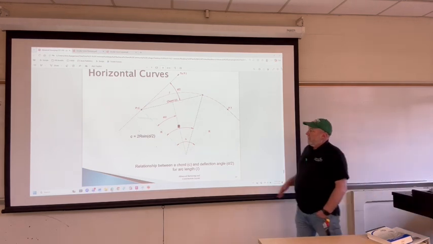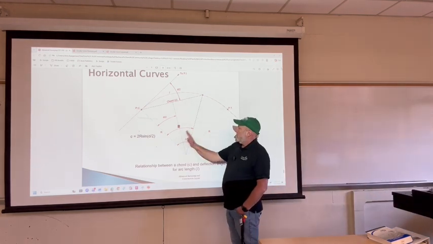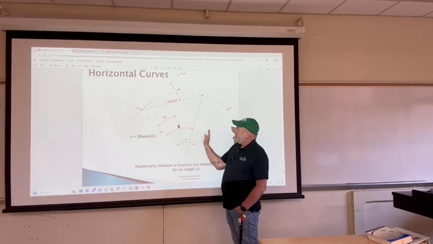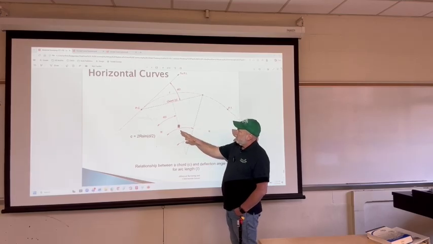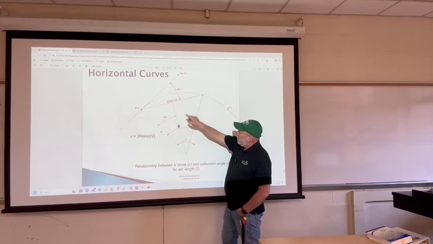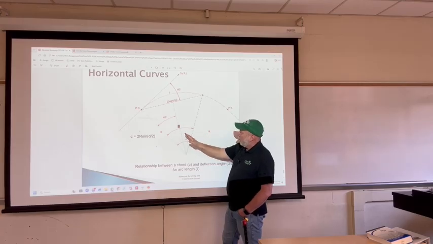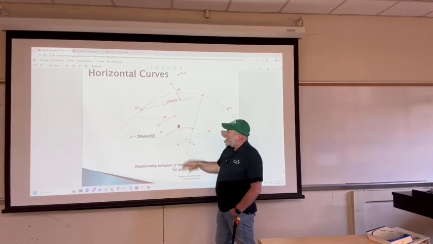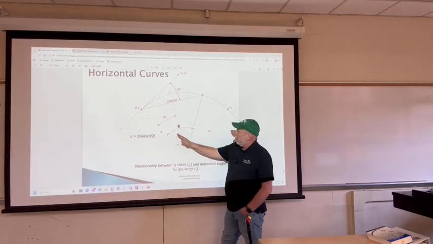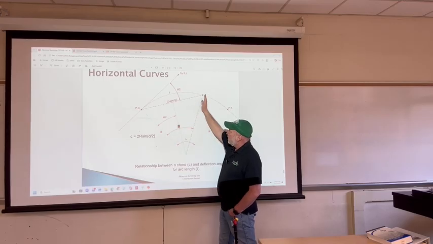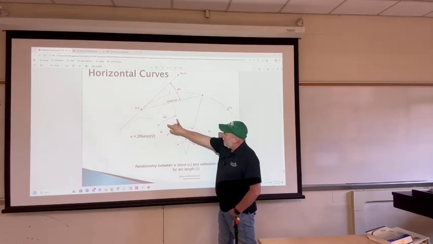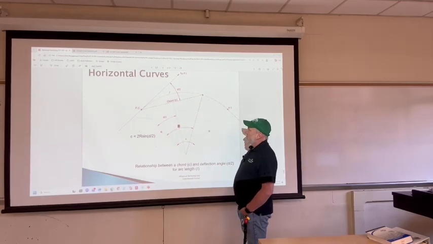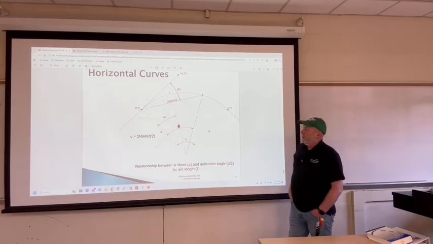So again, from your radius line to your radius line, that full angle is your full delta. When you start looking at your long chord between your PC and some point, you have your arc length, you have your radius, you can calculate the interior angle for that portion. Once you do that, you have your half delta, you can calculate your chord length from there.